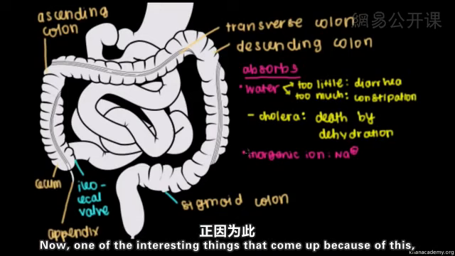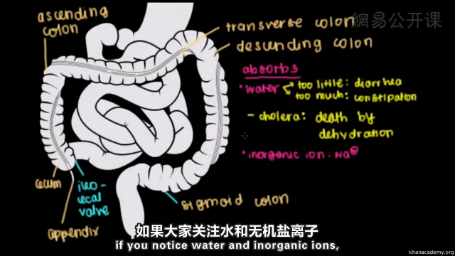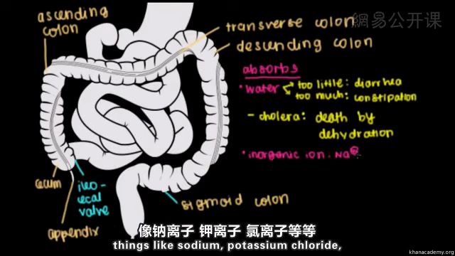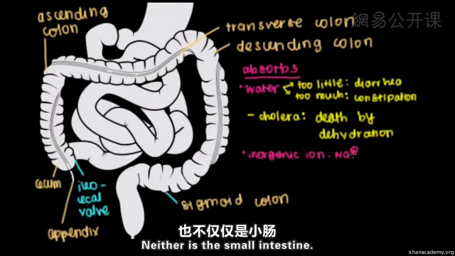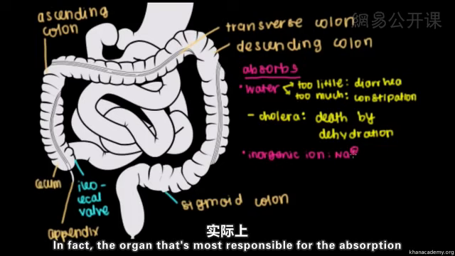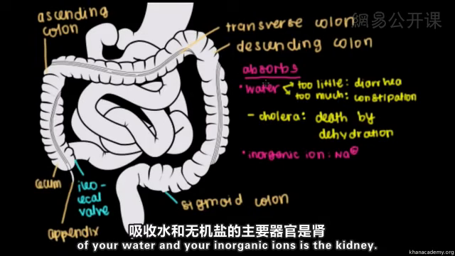Now, one of the interesting things that come up because of this: if you notice water and inorganic ions, things like sodium, potassium, chloride, the large intestine is not the only place that does that. Neither is the small intestine. In fact, the organ that's most responsible for the absorption of your water and your inorganic ions is the kidney.